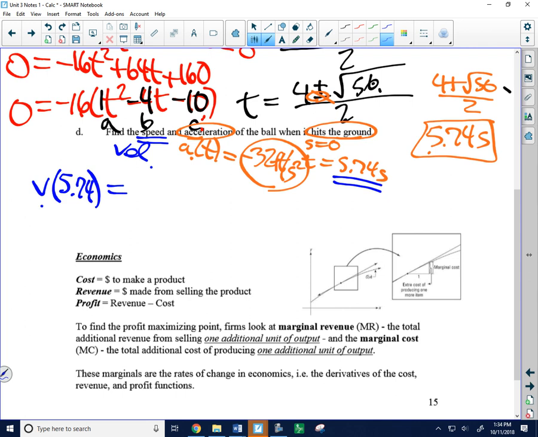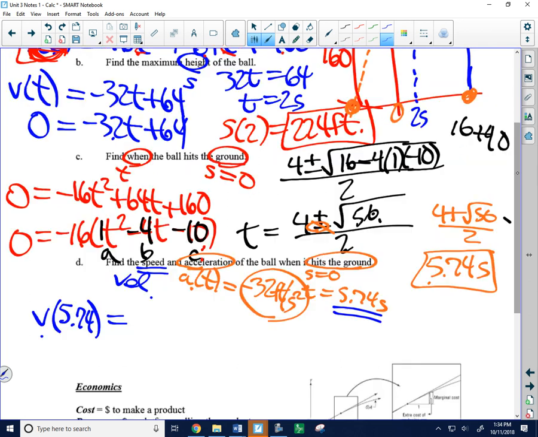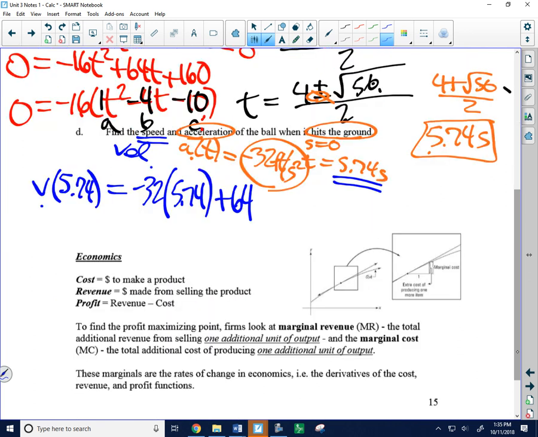V of 5.74. So I'm putting 5.74 into my velocity equation here. So it's negative 32 times 5.74 plus the 64. Again, it's not exactly 5.74. You should leave it in your calculator as 5.74. It keeps going. That way you round it a little bit. Did you get it? Did you get some?